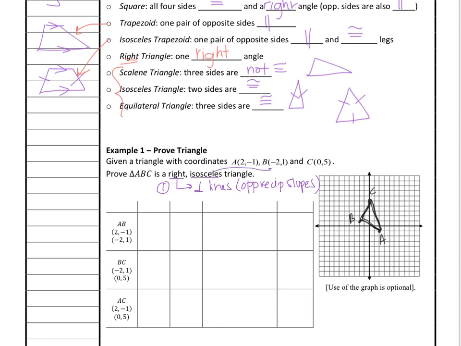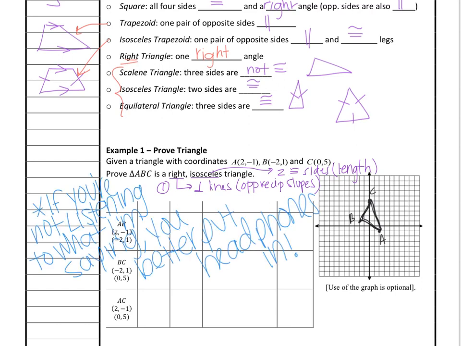Then the isosceles triangle part comes from having how many congruent sides? 2 congruent sides. And that comes from length. So guess what? We're creating this huge table to find length and slopes so that hopefully we have 2 congruent sides and opposite reciprocal slopes.